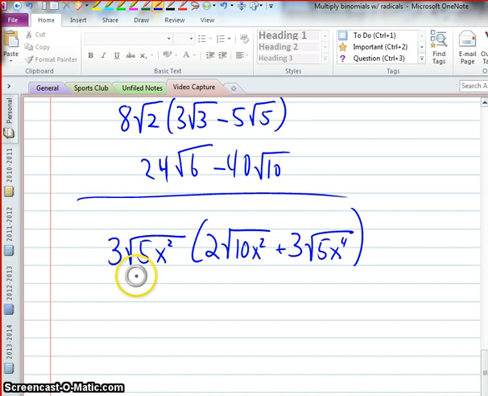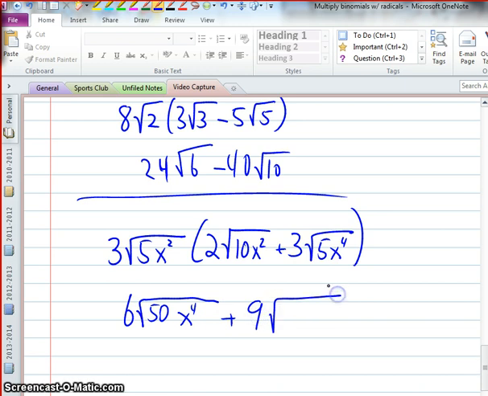So we multiply this times the first of the terms in the binomial. 3 times 2 is 6. And then inside the radical we have 10 times 5 is 50. X squared times x squared is x to the 4th. So we're not done with that, but we can put that aside now and focus on this guy times the second term in the binomial. 3 times 3 is 9. And then inside the radical, 5 times 5 is 25. X squared and x to the 4th is x to the 6th.